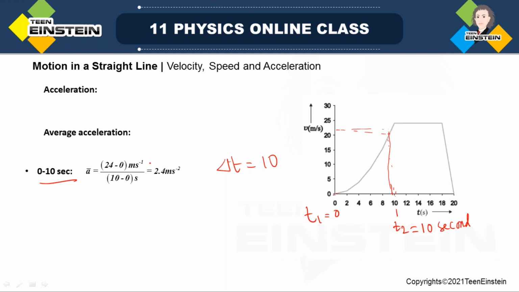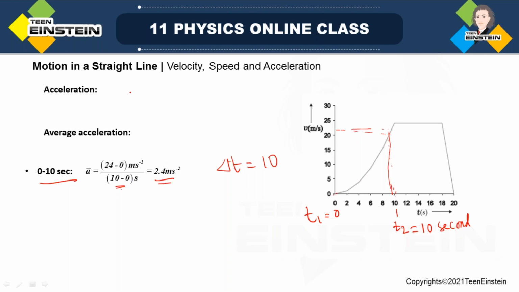So 24 is v2 and v1 is 0. So the change in velocity is 24, divided by t2 minus t1, where t2 is 10 and t1 is 0. So what average acceleration do you get? You get 2.4 meter per second.